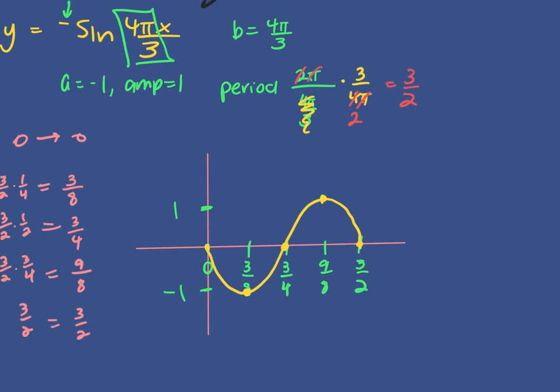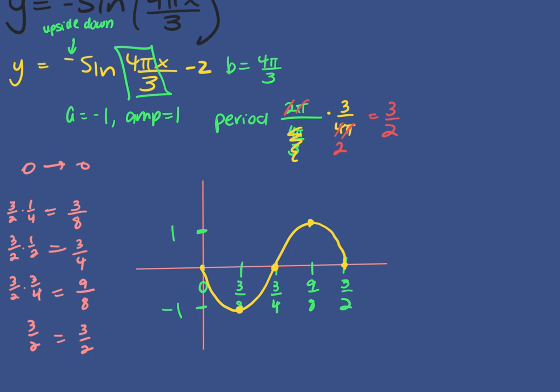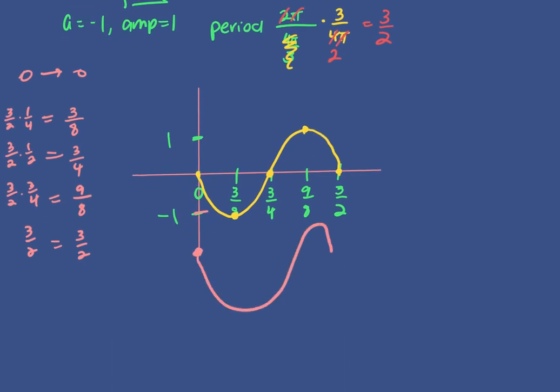Your test is going to have one sine, it's going to have one cosine, it's going to have at least one reflection, it's going to have at least one with a changed amplitude, it's going to have at least one with a vertical shift. So you want to make sure that you're prepared for all that stuff. Like if at the end this said -2, I would do everything I just did. I would even flip it already, and then I would shift everything down 2 places. So my curve would look something like that.